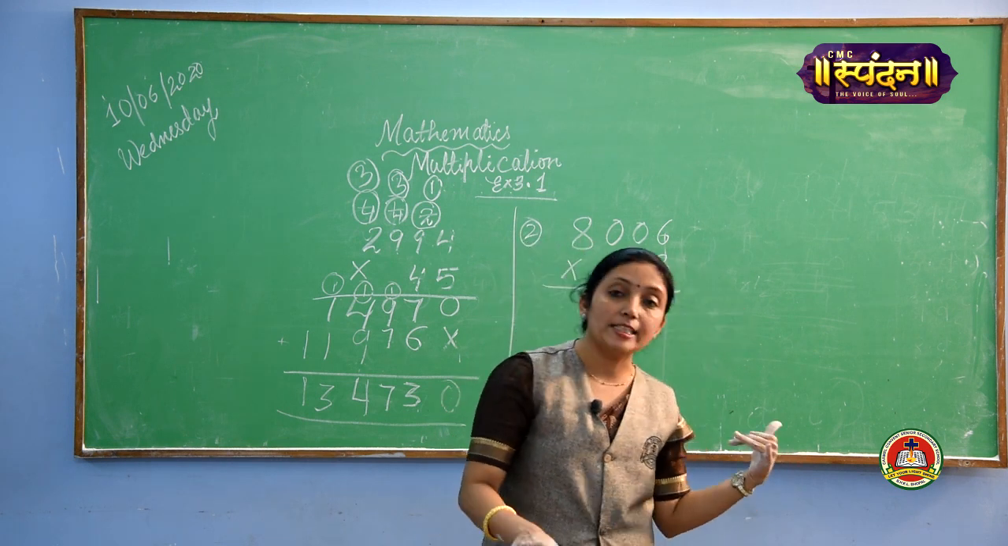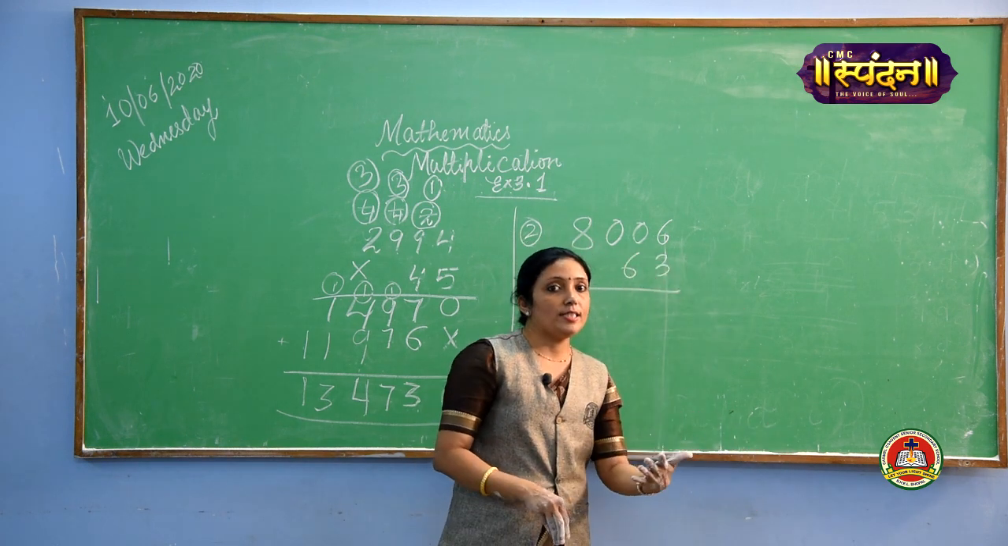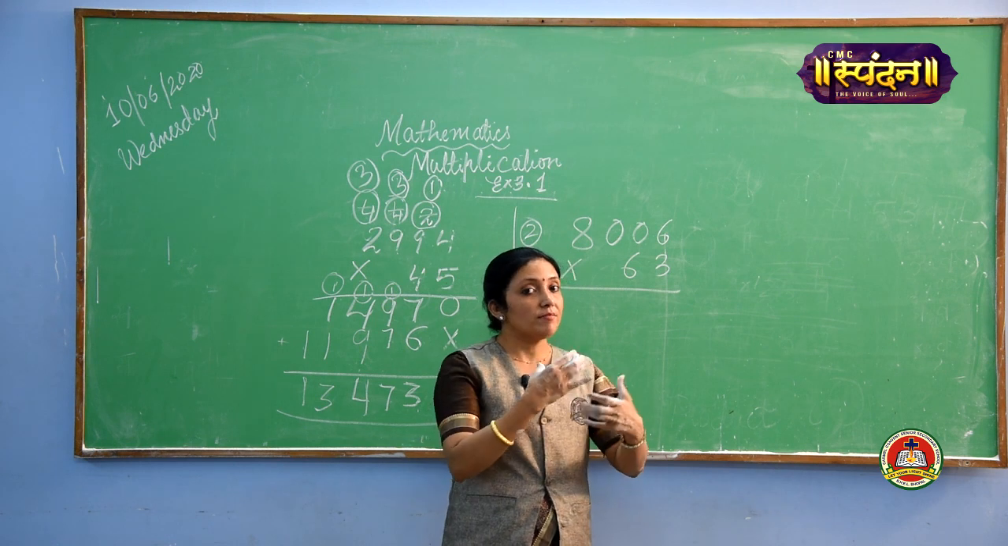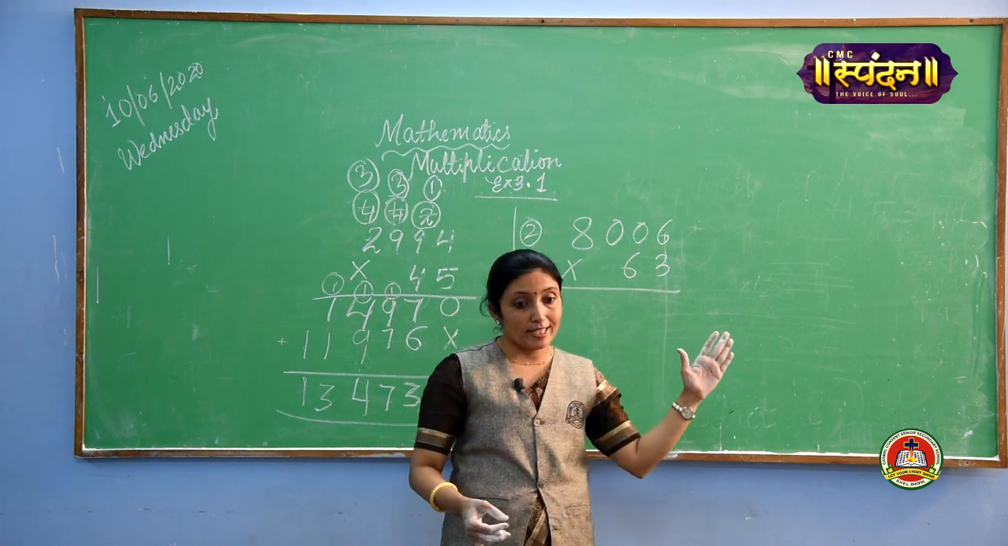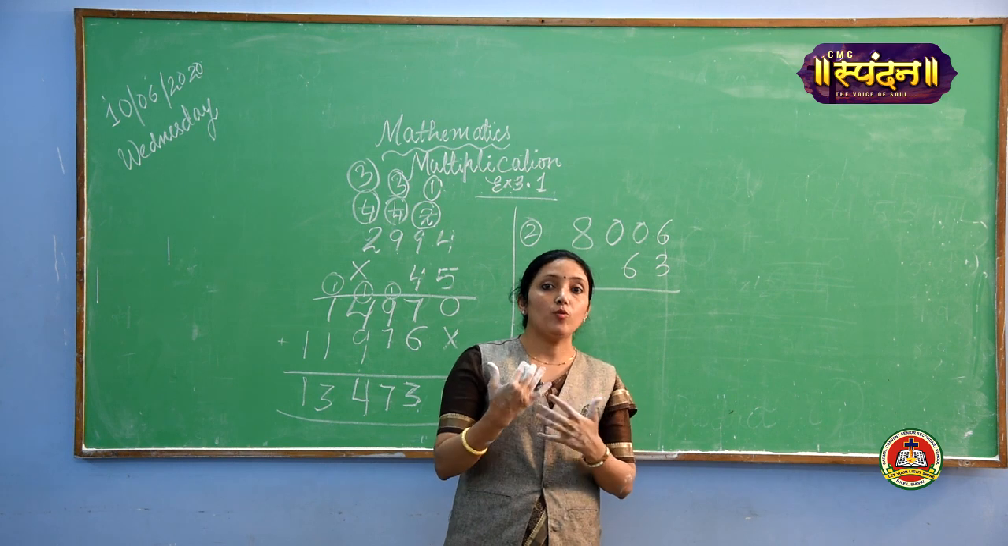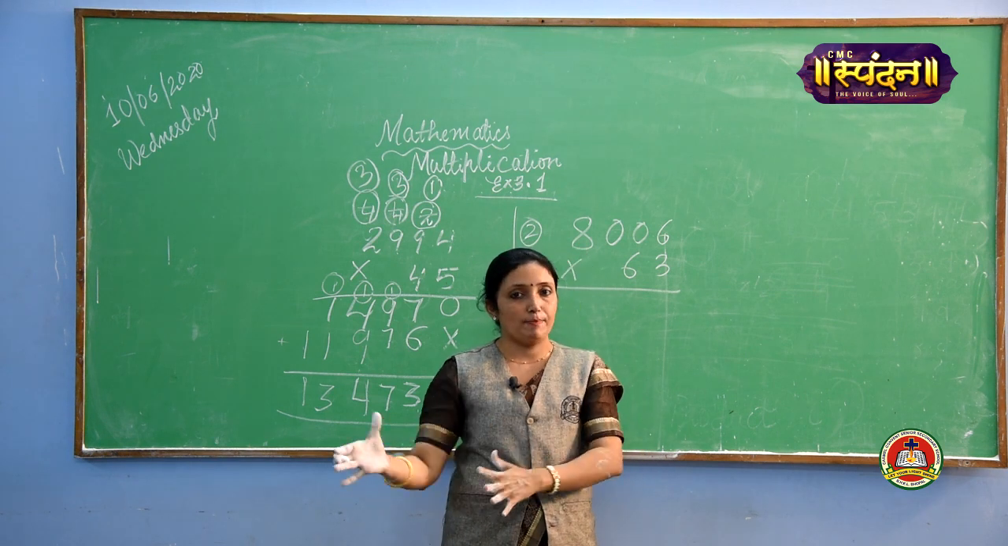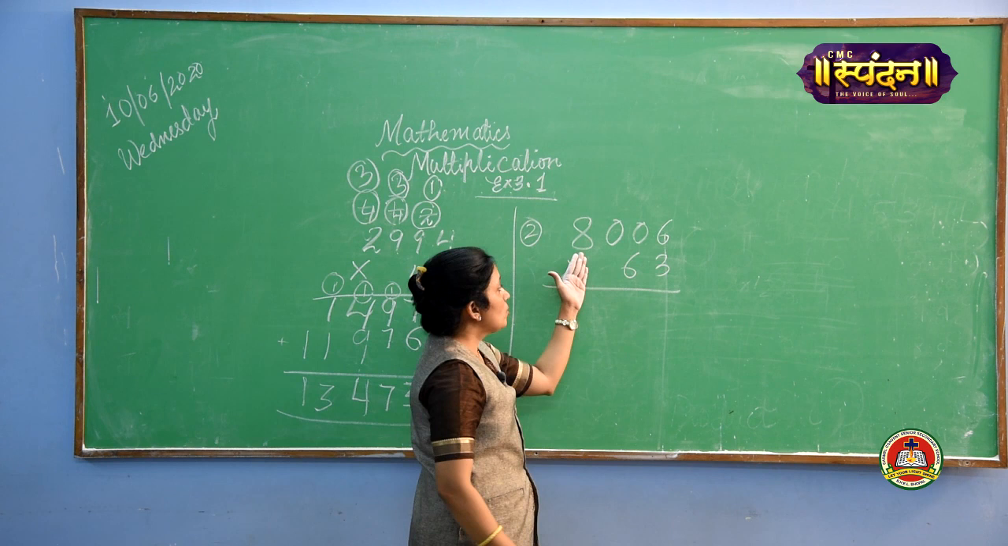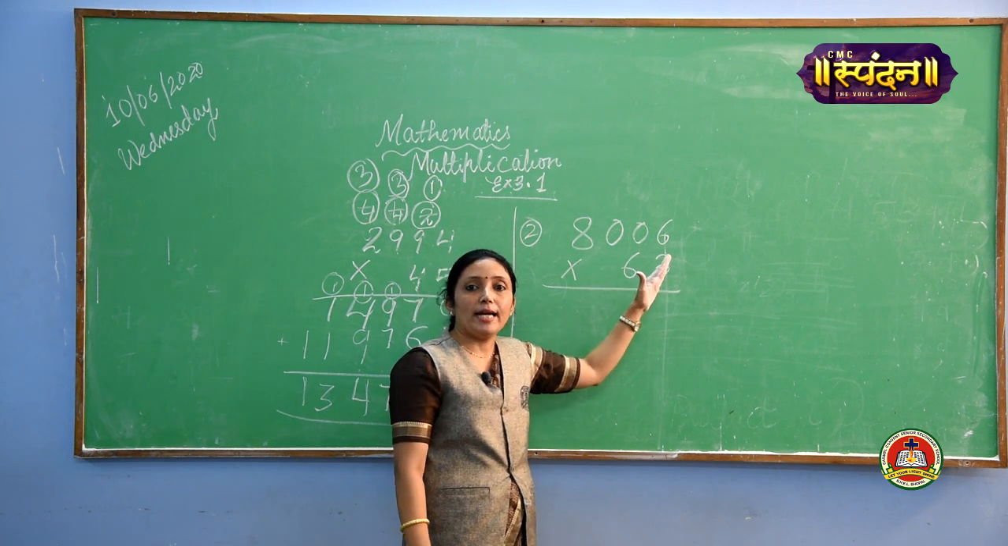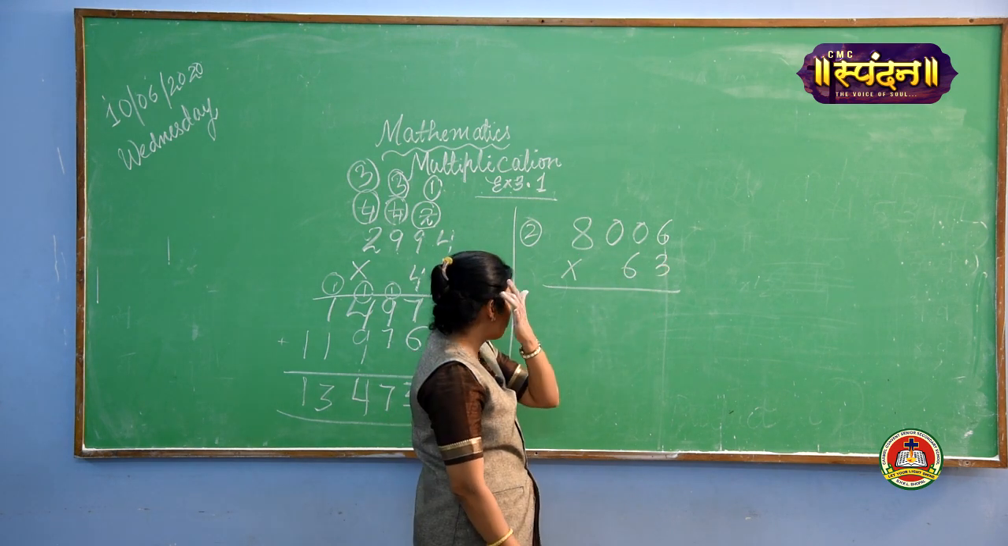Here we will not be completing the exercise. So with that you can understand that ma'am is going to send the remaining part. Here I am only explaining 2 to 3 sums. With that you will be very clear how the multiplication is done. Okay, so 8006 multiplied by 63.